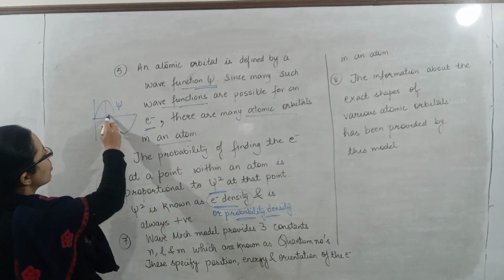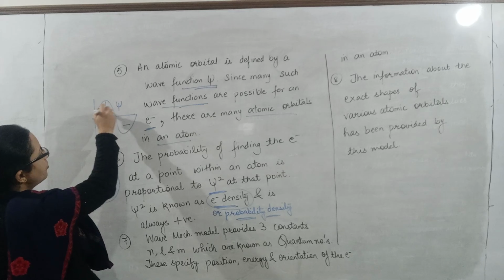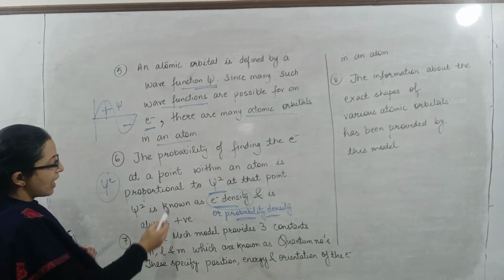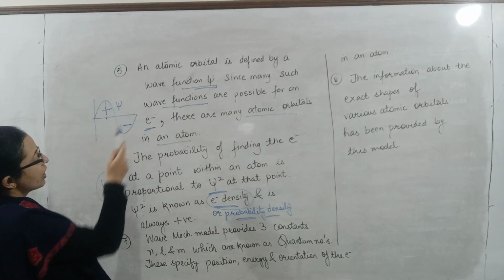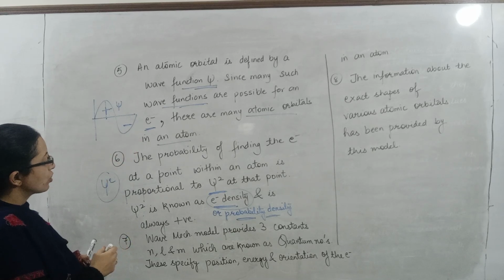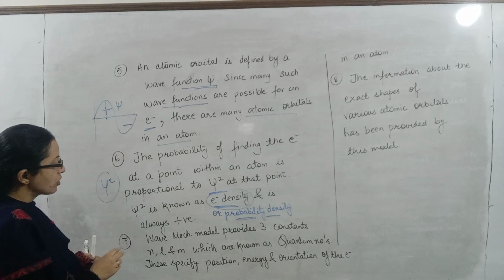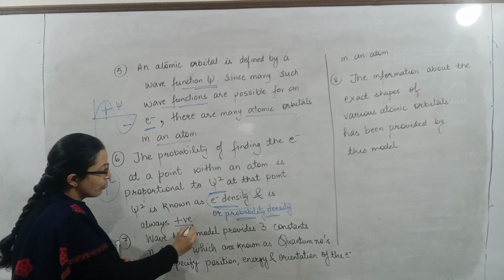See, psi may be positive or negative, right? But psi square will always be positive. Negative into negative will give us a positive. Okay? So psi may have positive and negative values, but psi square will always be positive.